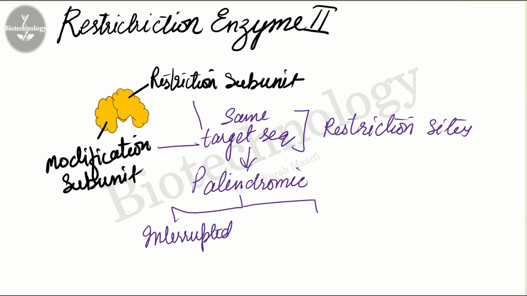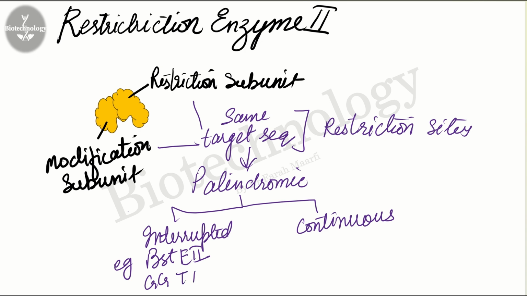Interrupted or continuous. An example of the interrupted one is BstEII, and for this the restriction site is 5 prime GGTNACC 3 prime. N here represents any nucleotide. It can be any nucleotide.